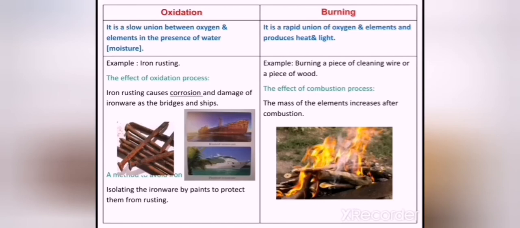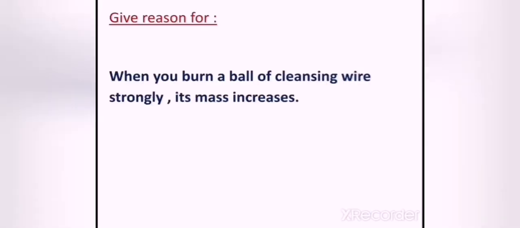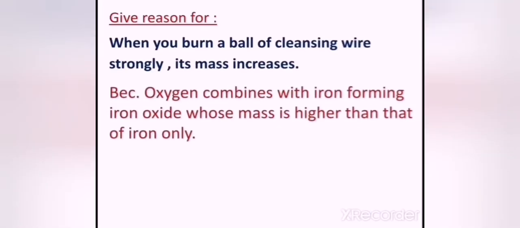But the burning is what? It's a rapid combination or rapid union of the oxygen and elements which produces heat and light, like when you burn a piece of paper, a piece of wood. But the effect of the combustion process is that the mass of the element increases after combustion, because the oxygen combined with the iron, forming iron oxide, whose mass is higher than that of the iron only.